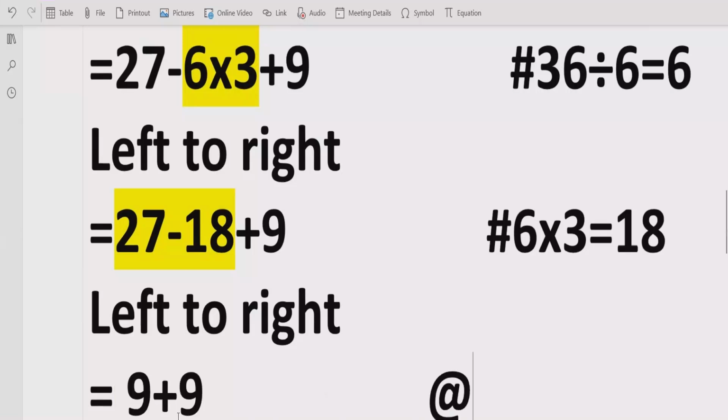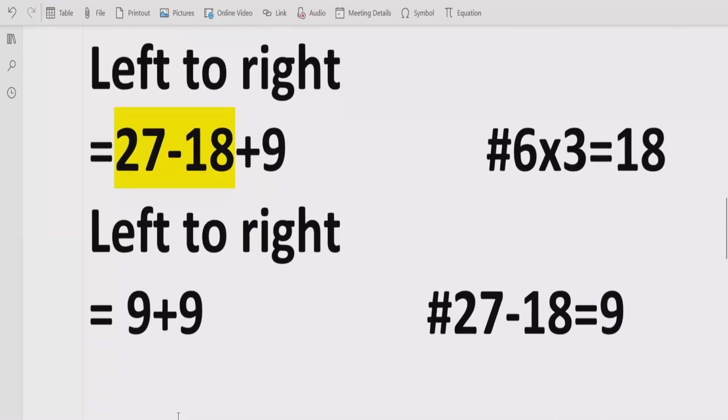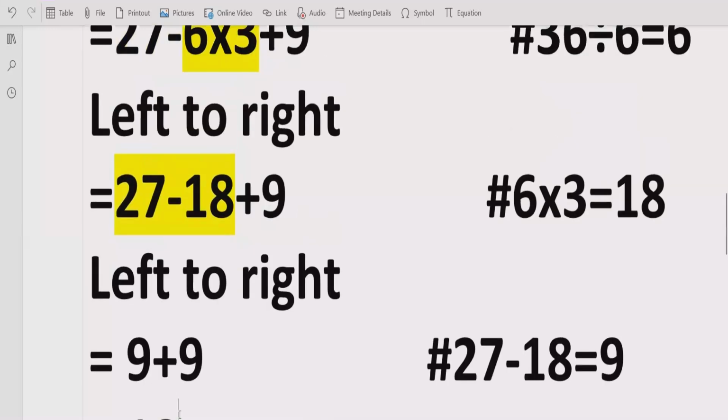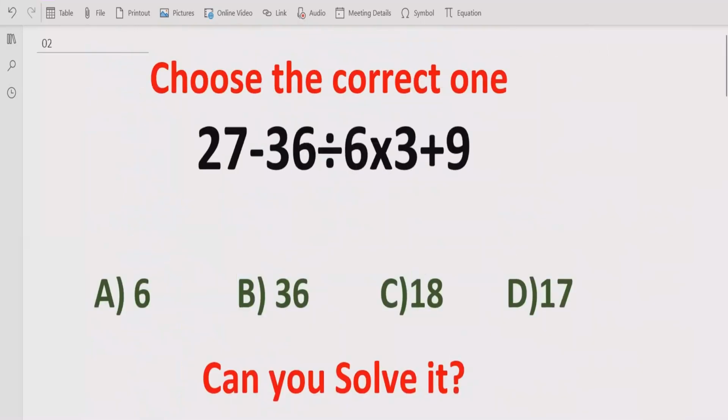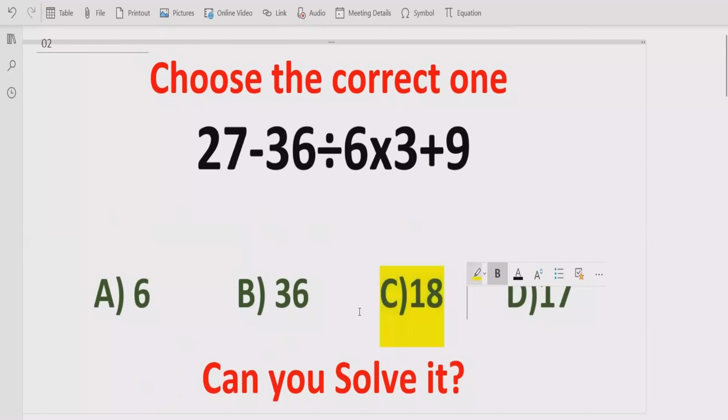And here we will give the reference: 27 minus 18 equals 9. Now we have two terms which are added to each other, so the answer of the given expression is 18. If you see the answer list, answer C is the correct answer of this expression. I hope you understand how you can solve the given expression using the PEMDAS and BODMAS method and find the correct answer.